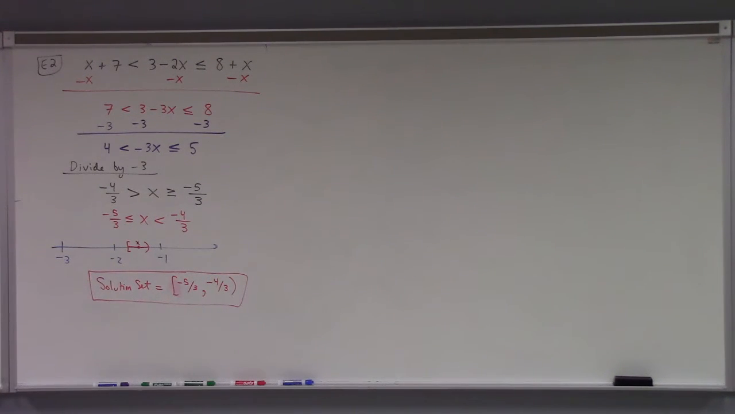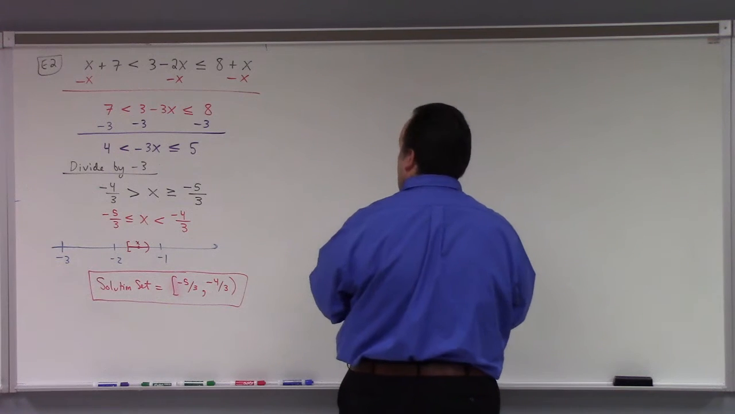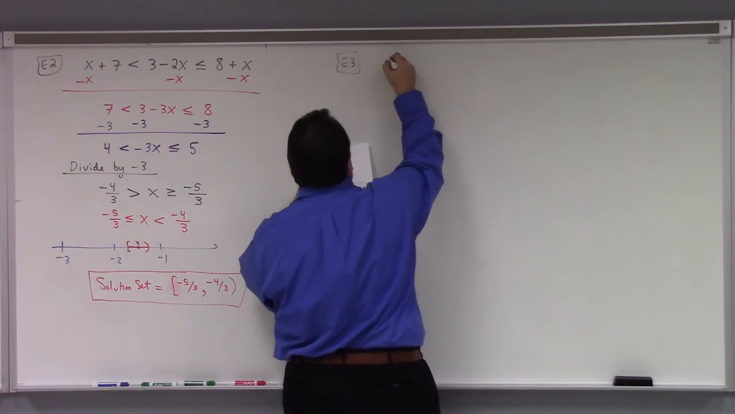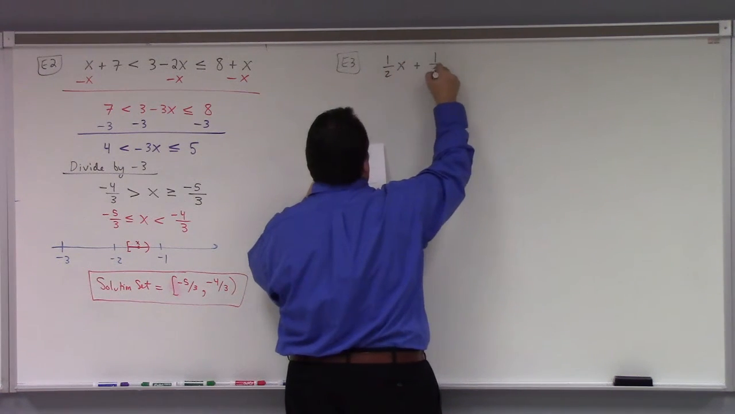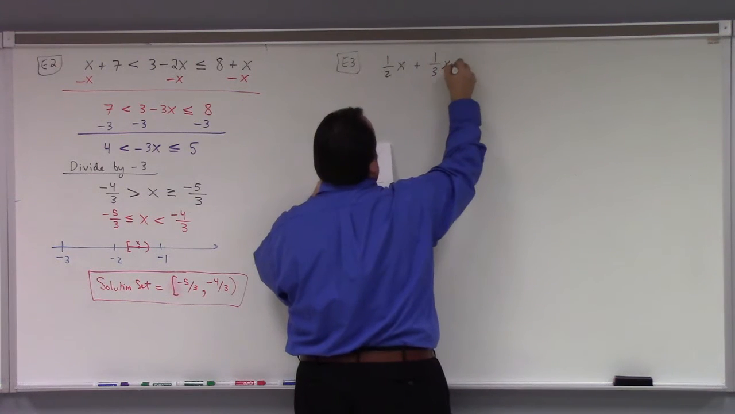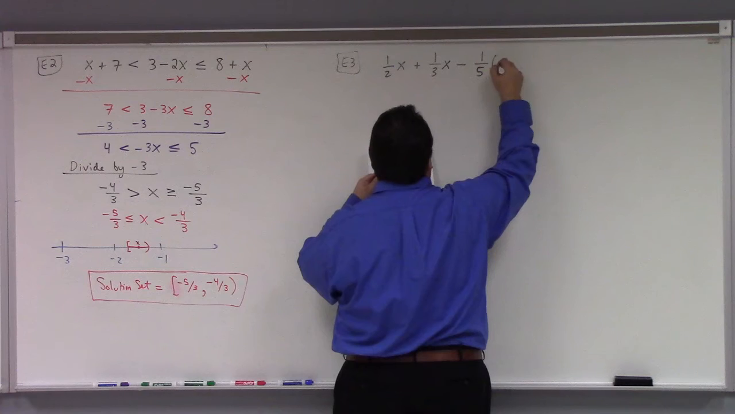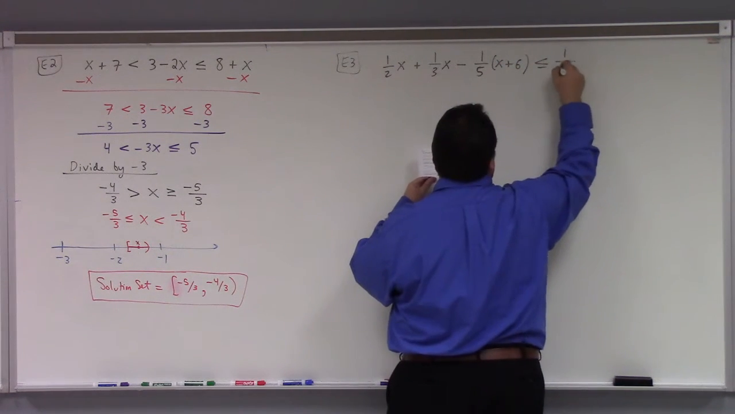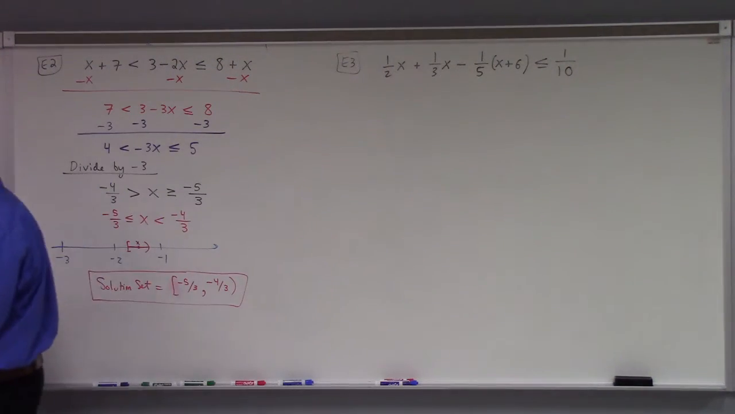All right. Here's an ugly looking one. I'll do this one here. Example 3. 1/2 x plus 1/3 x minus 1/5 x plus 6 less than or equal to 1/10. All right, we want to find the solution in interval notation.